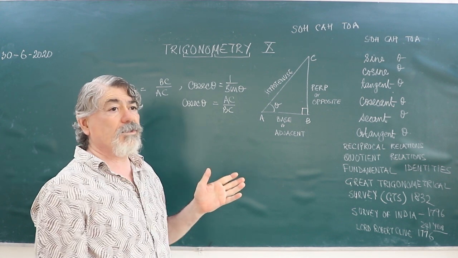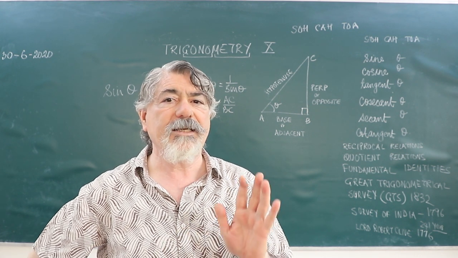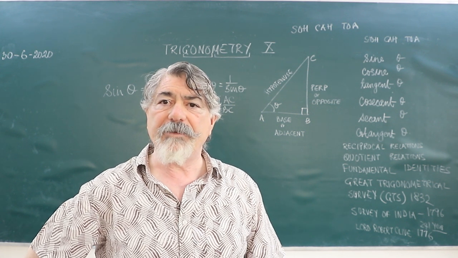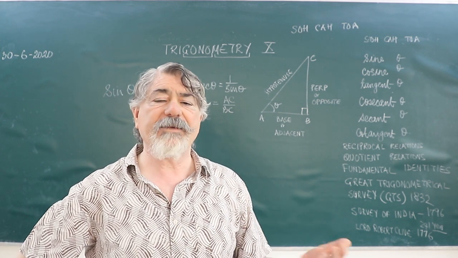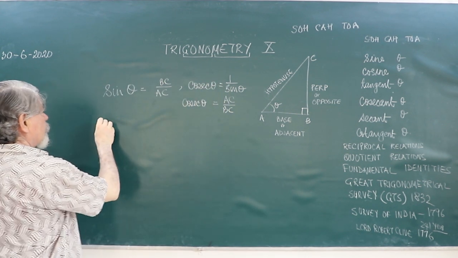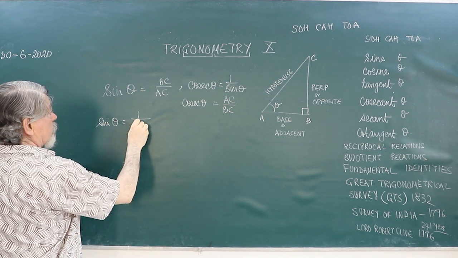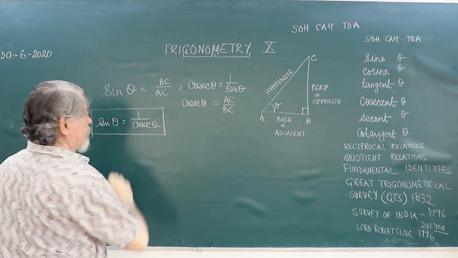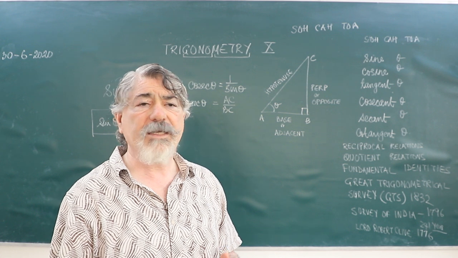If you see sine and cosec, not cosine, sine and cosec are reciprocal of each other. If cosec is given, I can find sine by finding the reciprocal, 1 upon cosec. If sine is given, I can find cosec. So sine theta is equal to 1 upon cosec theta, which is one of the reciprocal relations.